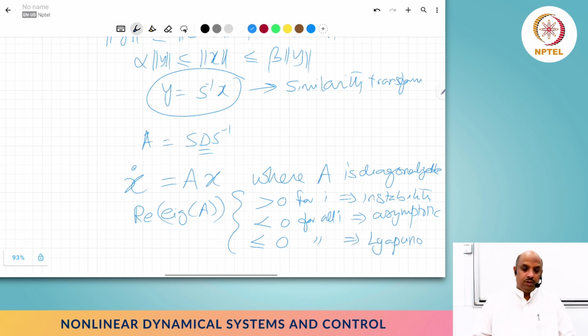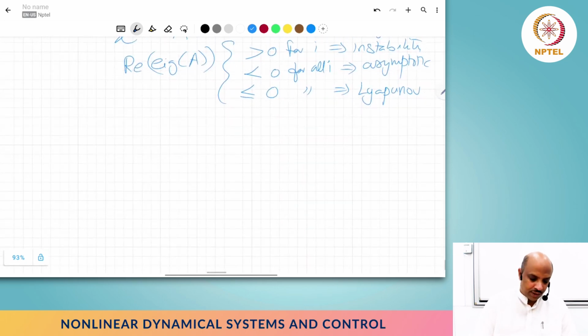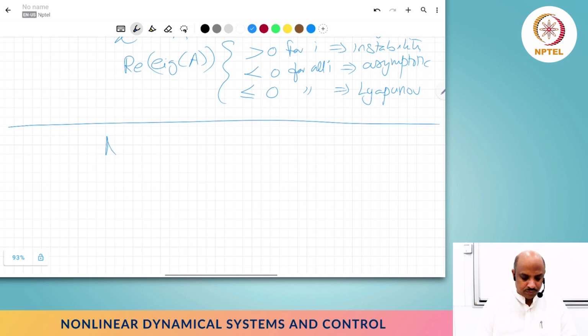Okay, so that's the summary of what we have been doing. If we have a diagonalizable matrix A, then things are quite straightforward by just looking at the eigenvalues, and specifically the real parts of the eigenvalues. So what are the imaginary parts of the eigenvalues doing? Well, we will hopefully see that later. So what about non-diagonalizable matrices?